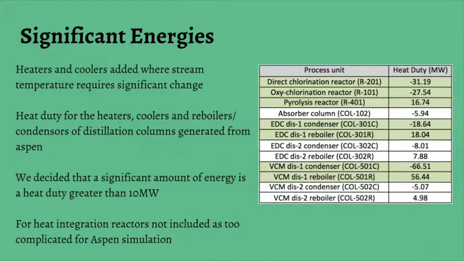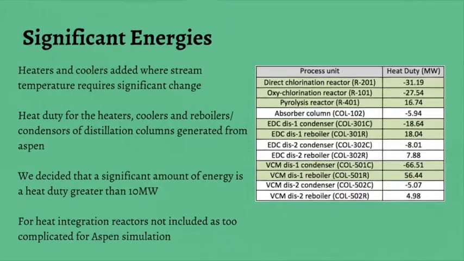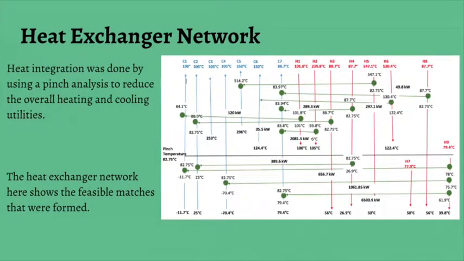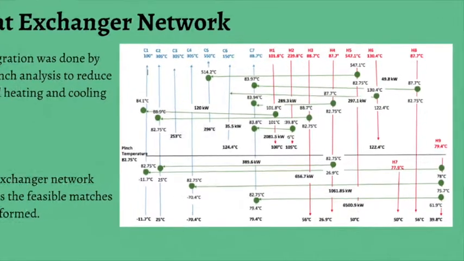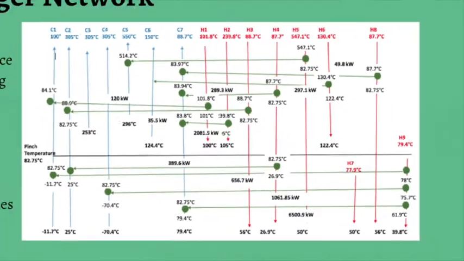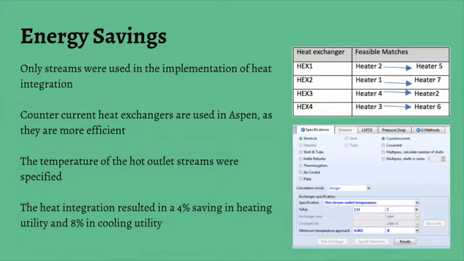For the heat integration process, however, the reactors were not included, as that would be too complicated for the Aspen simulation. Heat integration was done by using a pinch analysis to reduce the overall heating and cooling utilities. The heat exchanger network here shows the feasible matches that were formed. The reboilers and condensers were included, but this was difficult to model on Aspen. Therefore, only the streams were used in the implementation of the heat integration on the Aspen simulation. These are the feasible matches that were implemented into Aspen.